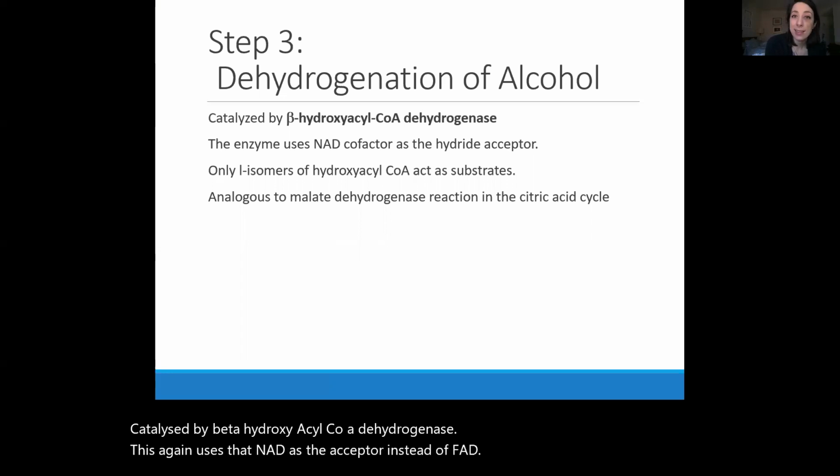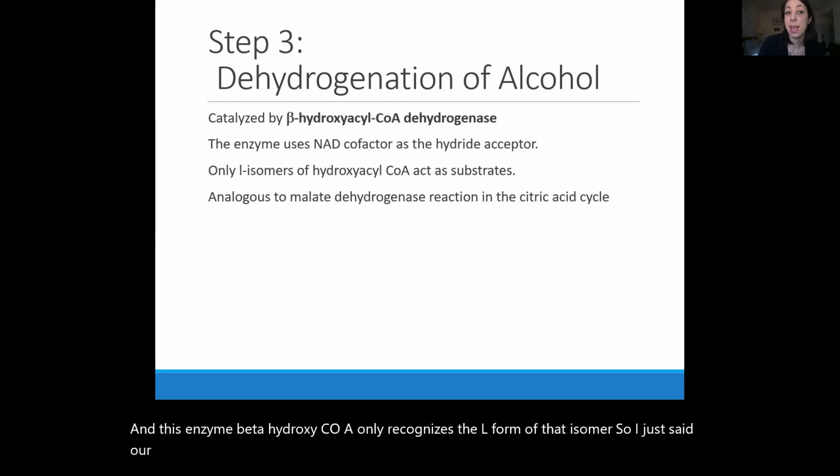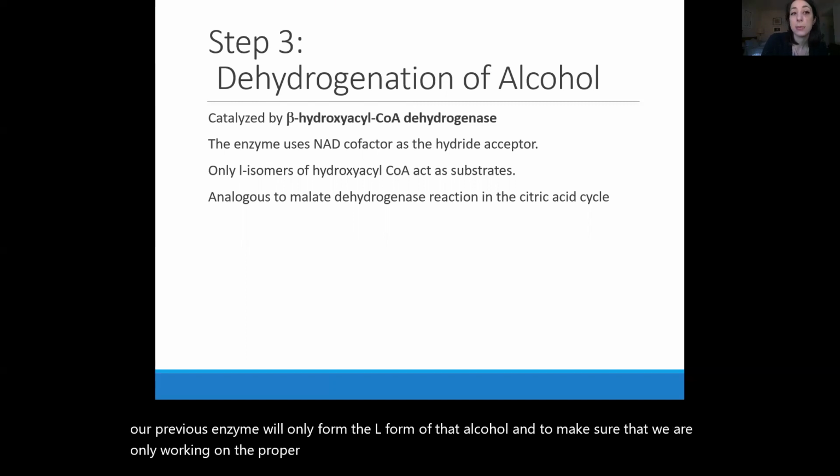And this enzyme, beta-hydroxyacyl-CoA dehydrogenase, only recognizes the L form of that isomer. I just said our previous enzyme will only form the L form of that alcohol. And thus, to make sure that we are only working on the proper fatty acids, this will only accept and fit the L version of that alcohol.